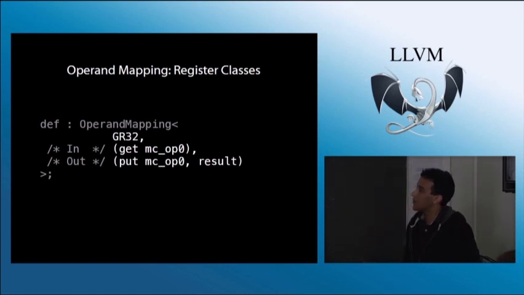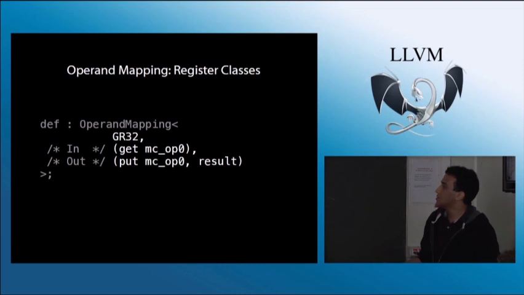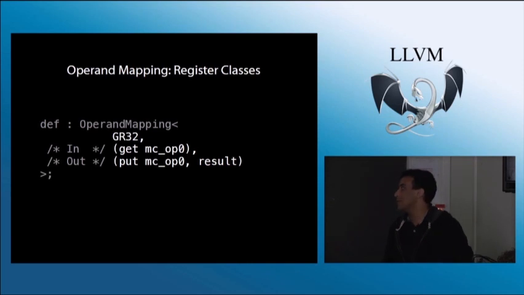There's also put, for output operands. So we put the result. Result is a special node in the TableGen. We put the result back in the MC op 0 register. Here we say MC op 0 because at this stage we define the operands at the MC level. So we say it's the 0th MC operand starting at where we're at. So this is relative to the current operand.